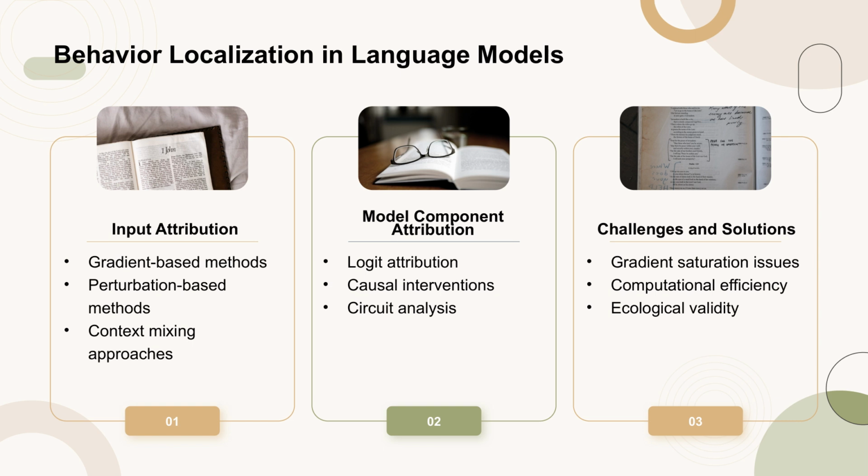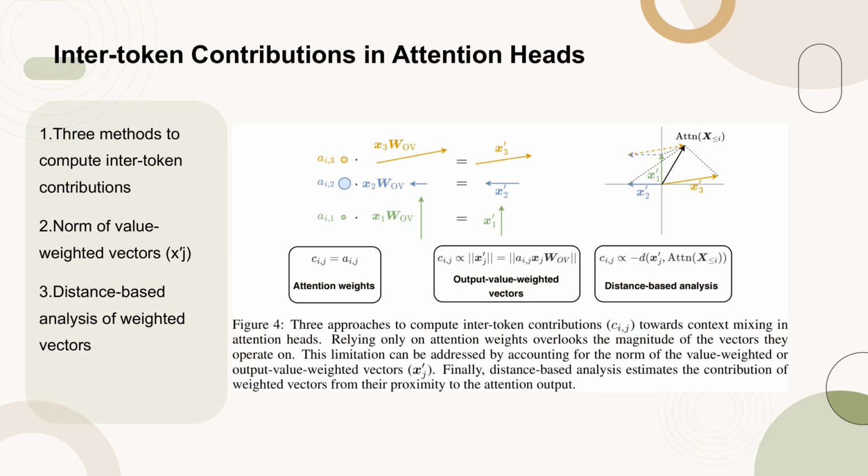Figure 4 illustrates three distinct methods for calculating the contributions of intertoken interactions, known as C_{i,j}, within the context of attention heads. The first method highlights the limitation of relying solely on attention weights, which fails to consider the magnitude of the vectors they operate on. To address this, the second method incorporates the norm of the value-weighted or output-value-weighted vectors, denoted as x_j. Lastly, the distance-based analysis method estimates the contributions of weighted vectors based on their proximity to the attention output. These methods collectively aim to provide a more comprehensive understanding of context mixing within attention mechanisms.